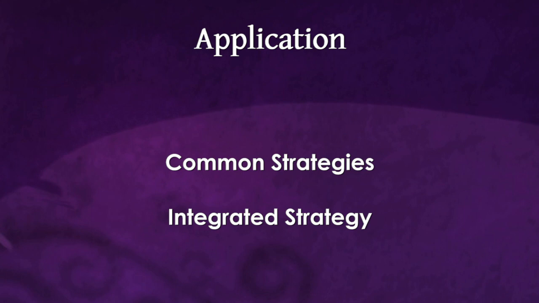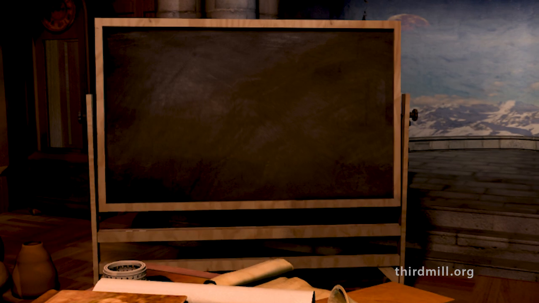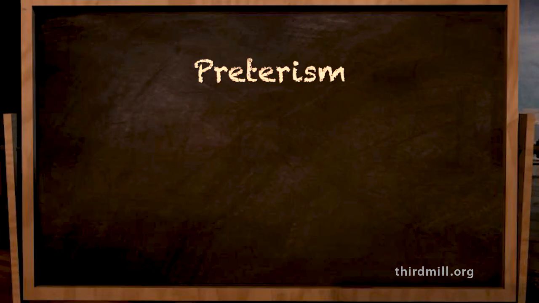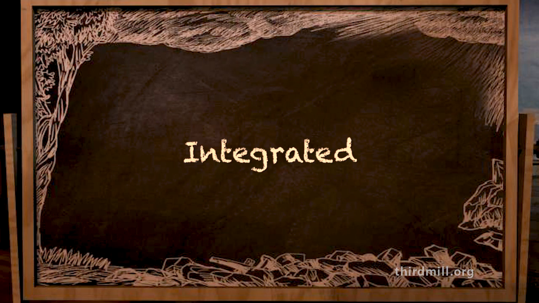Now that we've looked at four common strategies for interpreting and applying the book of Revelation to modern life, we're ready to suggest an integrated strategy. Our integrated strategy begins by recognizing that preterism, futurism, historicism, and idealism all make useful contributions to our understanding of the modern impact of Revelation. So rather than completely disregard these strategies, our integrated strategy combines the valuable insights of each of these views, while at the same time avoiding their shortcomings.